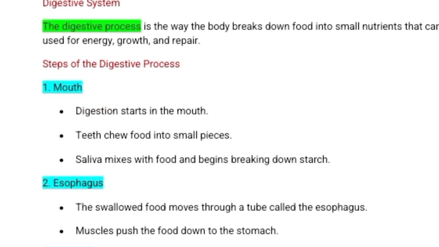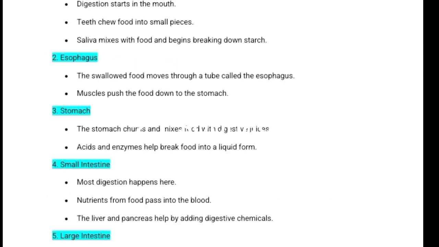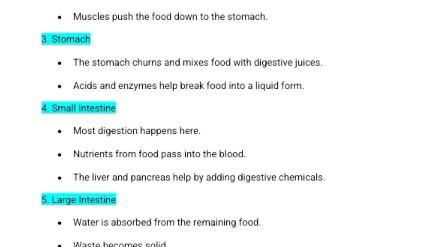1. Mouth. Digestion starts in the mouth. Teeth chew food into small pieces. Saliva mixes with food and begins breaking down starch. 2. Esophagus. The swallowed food moves through a tube called the esophagus. Muscles push the food down to the stomach. 3. Stomach. The stomach churns and mixes food with digestive juices. Acids and enzymes help break food into a liquid form.